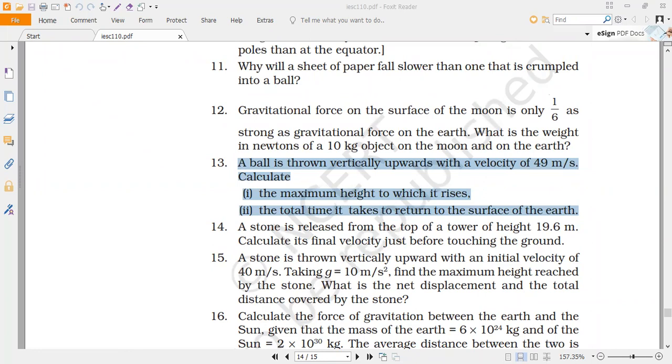Now, first formula I cannot take because no height is there. Second formula I may take, but no time period is mentioned. So the only formula I can use is the third formula, because according to the given data, no time is mentioned. So I can go only with the third equation. So third equation is v square minus u square is equals to 2gh.